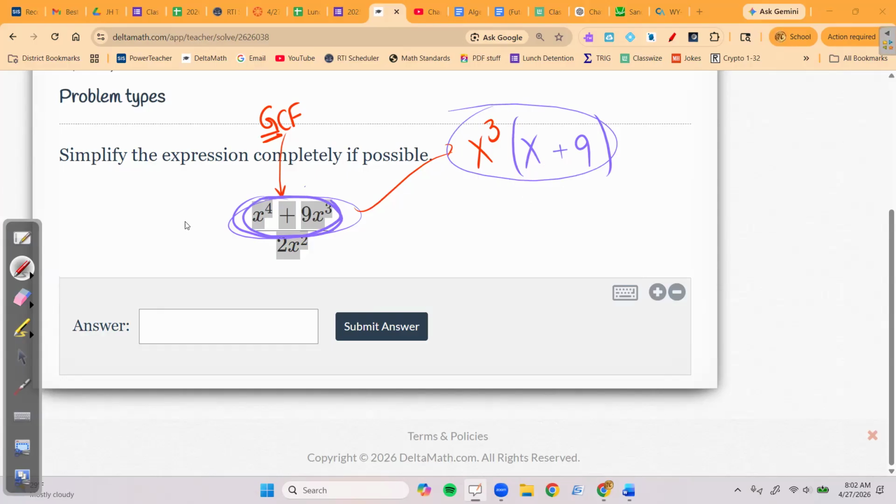So we pulled x cubed out of the top. We've rewritten it as a multiplication problem. And then the bottom we're going to rewrite as what it is. You cannot factor 2x squared. And it's at this point now that you're going to look for things that can reduce. We should not have reduced back in its original format.